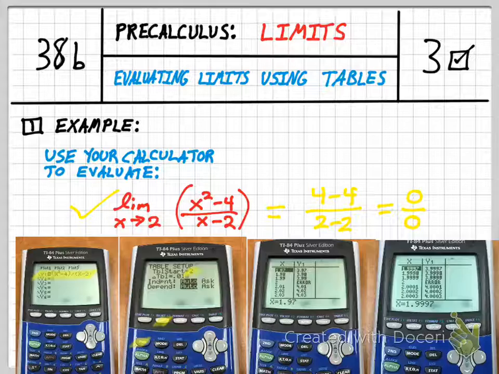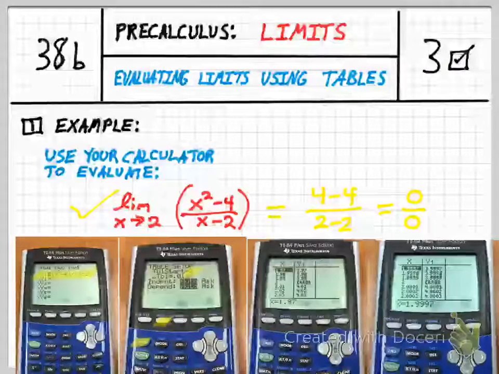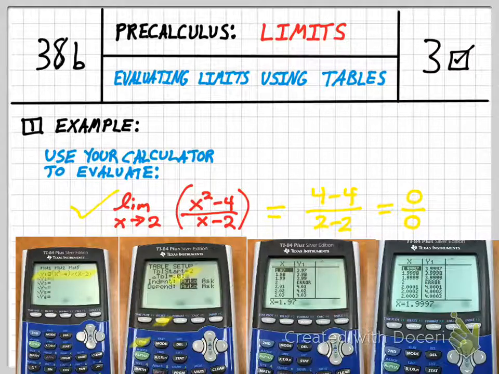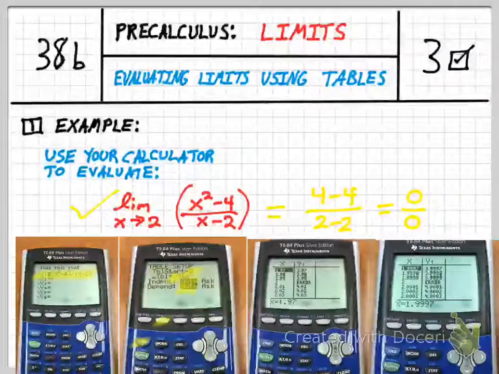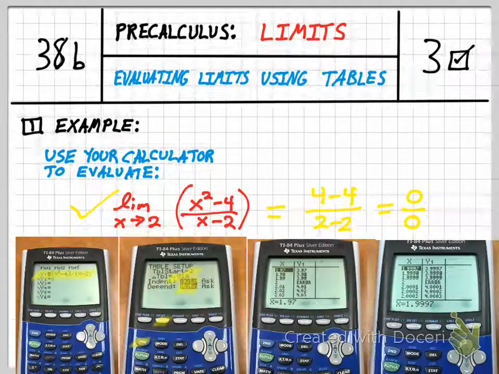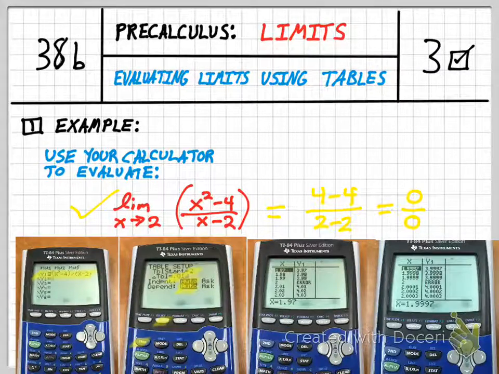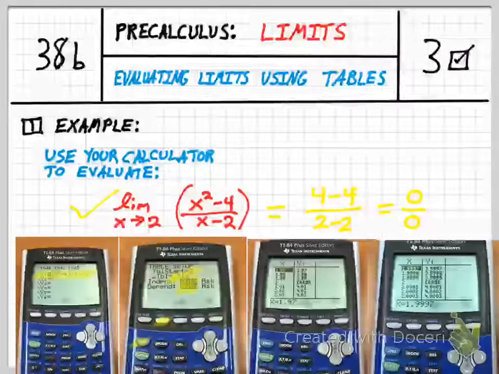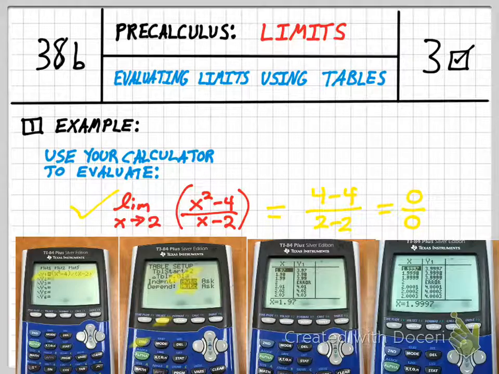The 2 is really important because that's the value that we want to investigate. And your delta table is how you read that next line. We're going to start with 0.01. What that needs to be is some small number, and we'll use 0.01 to see what happens. And then you want both of these to be on auto. One of the great features about the table feature on your calculator is that it gives you lots of values of the function all at once. And the way we've set it up, it's going to look for values at and around 2.